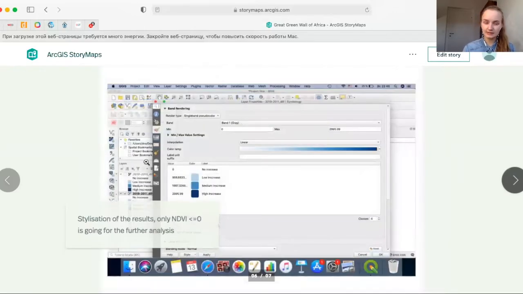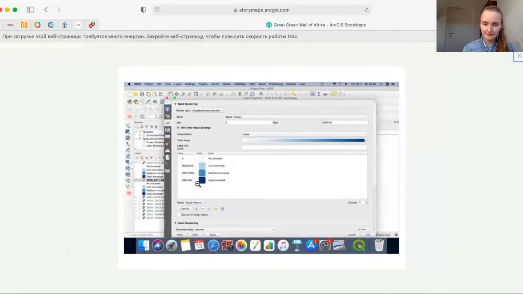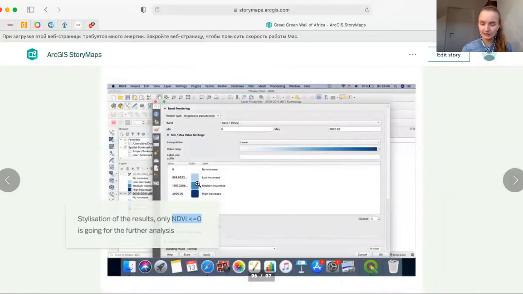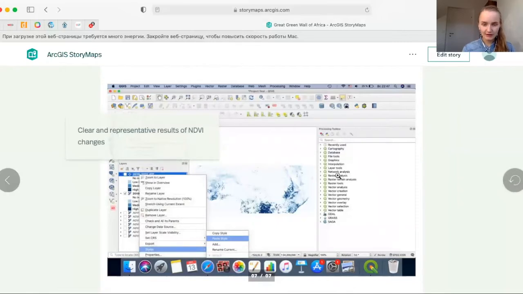Then I received these datasets, and I decided not to show negative changes of NDVI. I decided to show only positive changes. So here the values go from minimum 0 to the possible maximum. And I input categories like no change, no increase, low increase, medium increase, and high increase in NDVI in these datasets. So here we see roughly what I got through this stylization process. It's an image again of the Sahel region, and I chose this color ramp, but I will change it after.